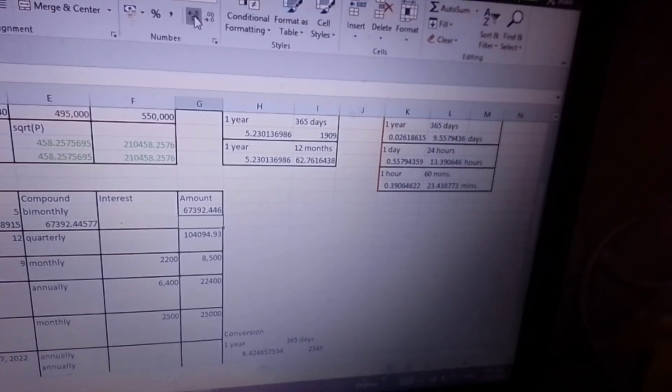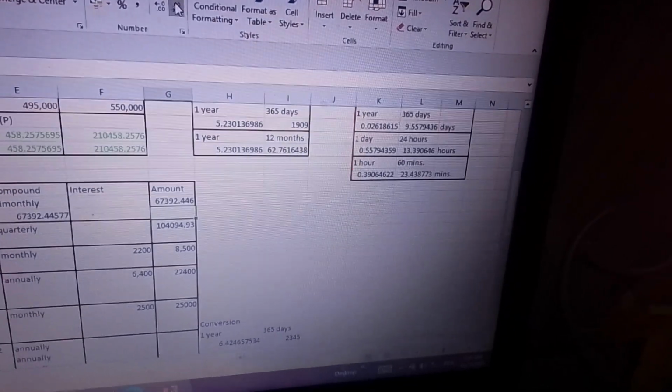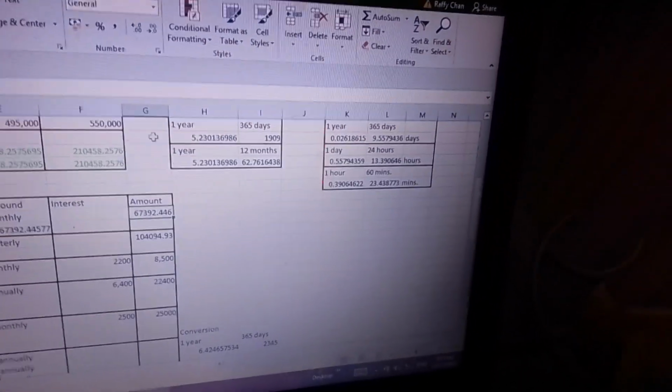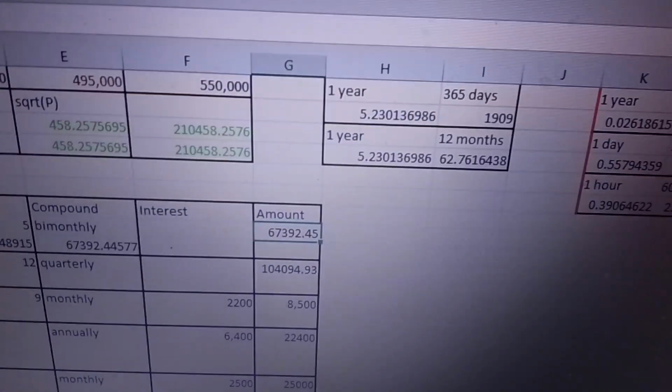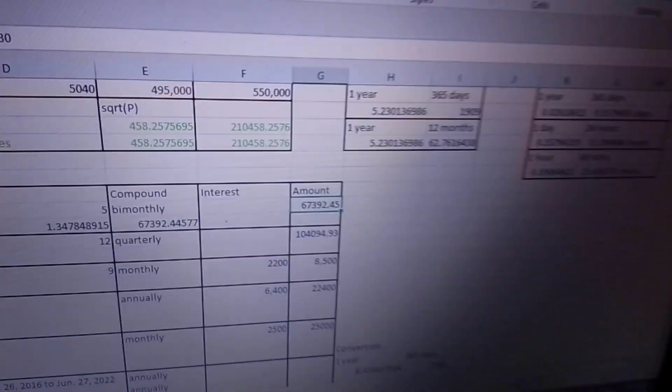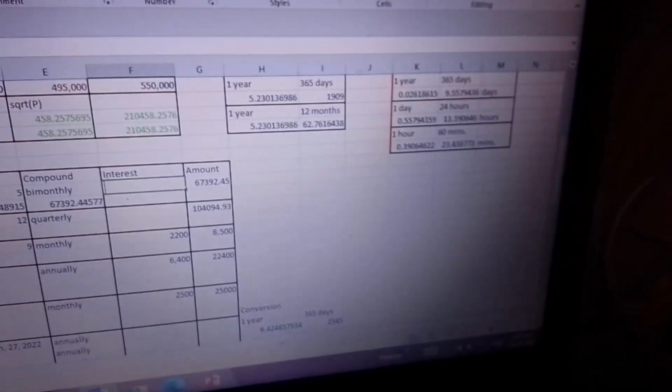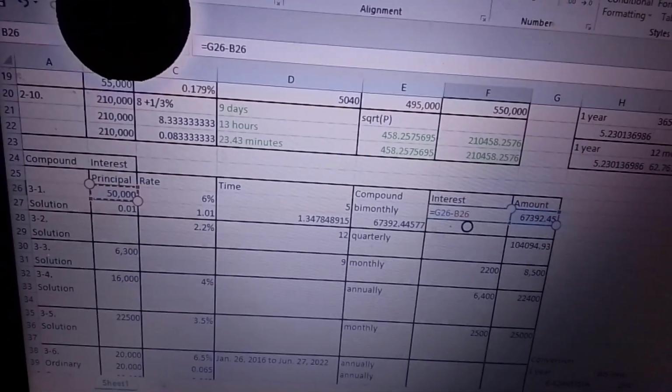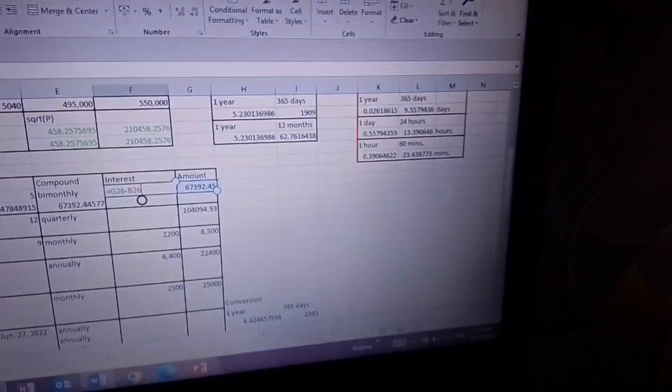If you want to round it off, you can shift the decimal point, moving it this way. Like this. So the answer is 67,392.45. Then to get the interest, that's easy. Amount minus the principal. A minus P to give you the I.